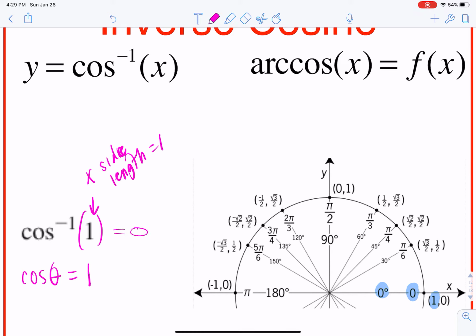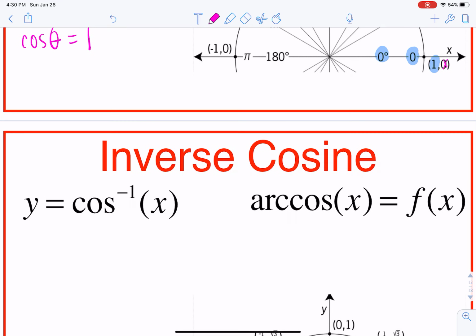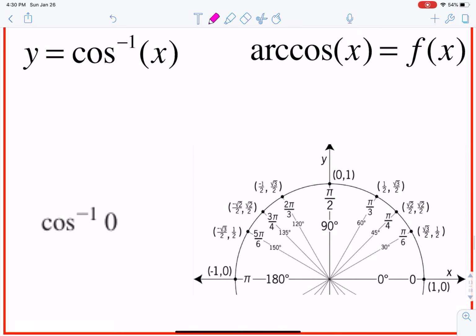And remember, this is 0 degrees or 0 radians, and it's in no way referring to the y coordinate of 0. Cosine inverse of 0, so I'm looking for what angle gives me an output or an x value of 0, and that looks like it happens here at pi over 2 or at 90 degrees. So cosine inverse of 0 happens at pi over 2.